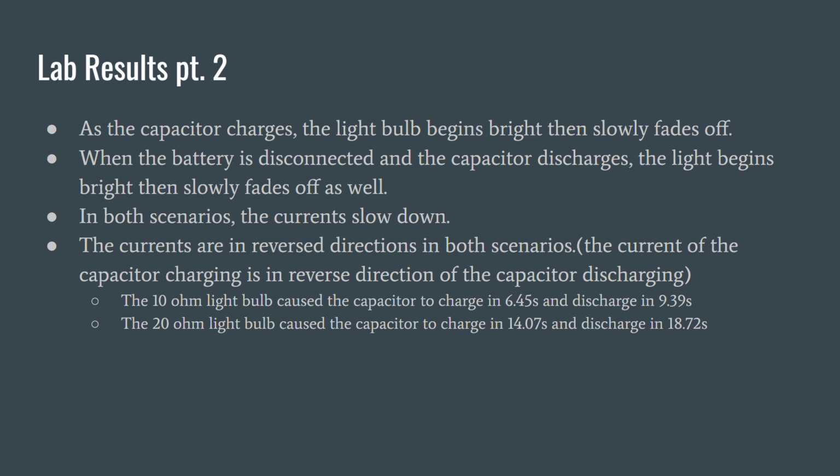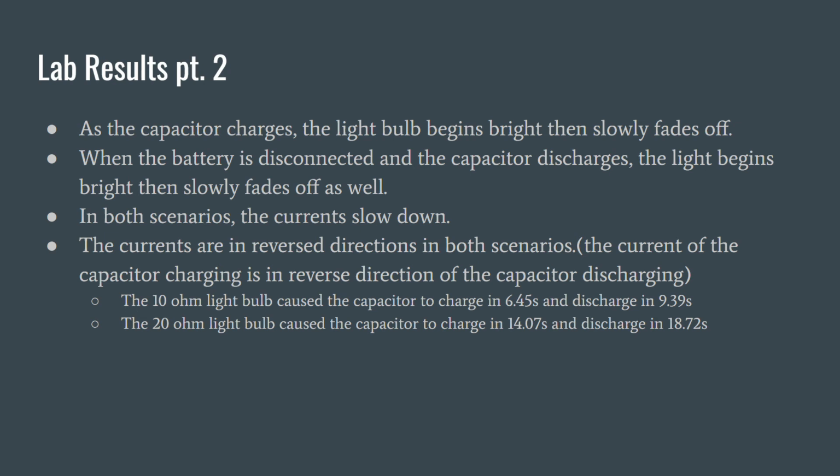In scenario 1, as the capacitor charges from the battery, the light bulb will begin bright and then slowly fade to off. And then in scenario 2, which was not shown in the image, the battery is disconnected and the capacitor discharges. In that scenario, the light bulb still begins bright and then fades off as well. In both scenarios, the currents slow down, but the currents are in reverse directions, which means the current of the capacitor charging is in the reverse direction of the capacitor discharging.